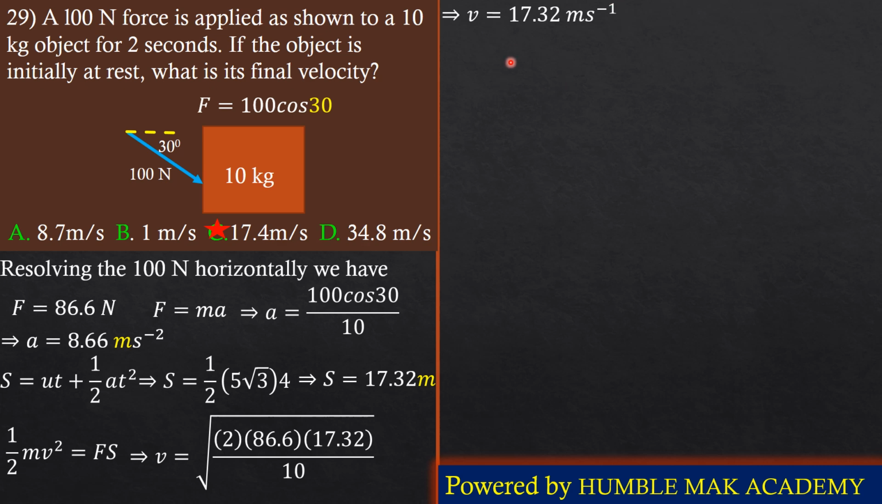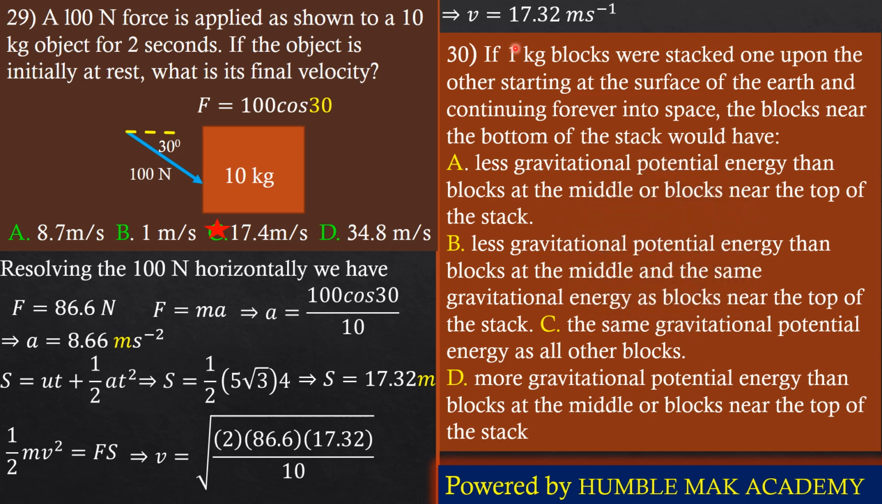Okay, let's look at question 30, guys. It simply reads that if 1 kilogram blocks were stacked one upon the other, starting at the surface of the earth and continuing forever into space, the blocks near the bottom of the stack would have a less gravitational potential energy than the block at the middle or the block near the top of the stack. So, guys, even without analyzing the others, option A has to be the best.